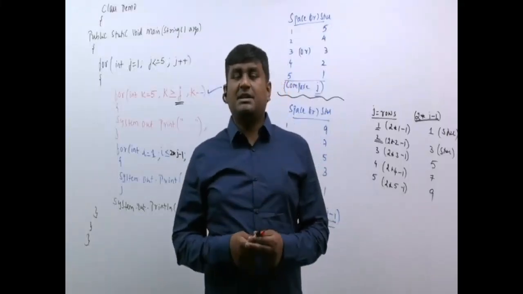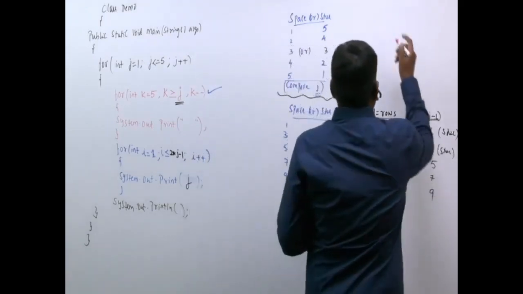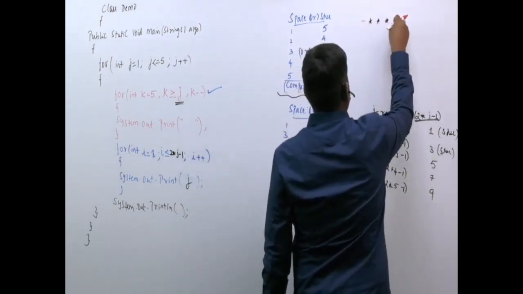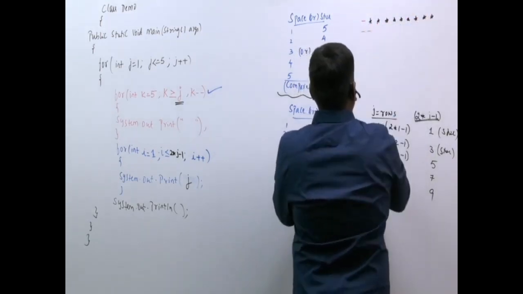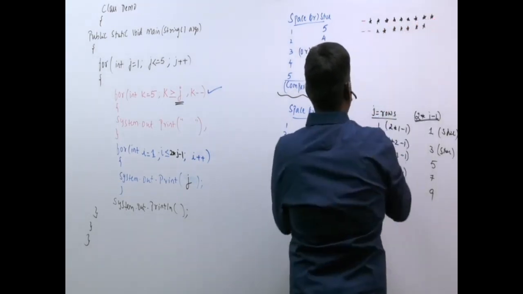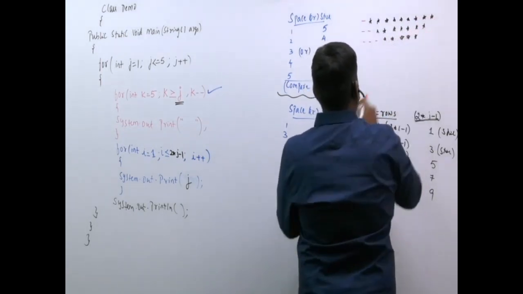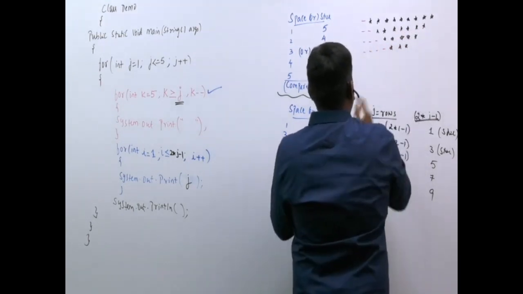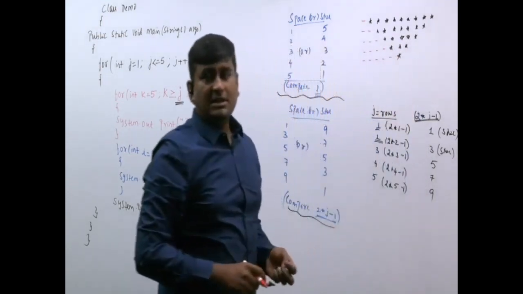The next pattern is the inverted equilateral triangle or inverted pyramid. How to do that? Pay attention. One space followed by 9 stars. Next, 2 spaces followed by 7 stars. Next, 3 spaces followed by 5 stars. Next, 4 spaces followed by 3 stars. Next, 5 spaces followed by 1 star. That is the inverted equilateral triangle.